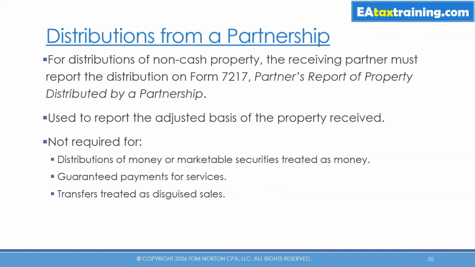Then there is a somewhat new rule, just started in 2024, for distributions of non-cash property. The receiving partner must report the distribution on a new form, Form 7217. It's used to report the adjusted basis of the property that is received. So if you're receiving something other than money or something close to money, like marketable securities, then you have to report that on this 7217.